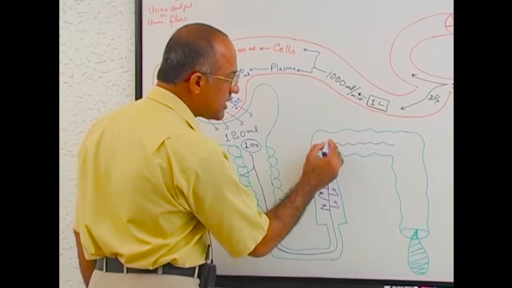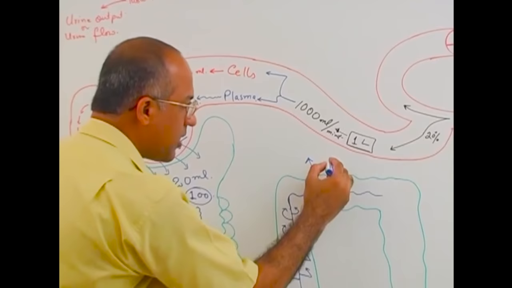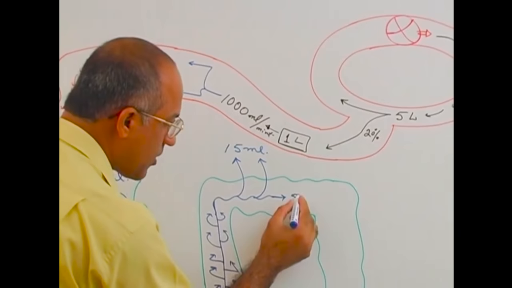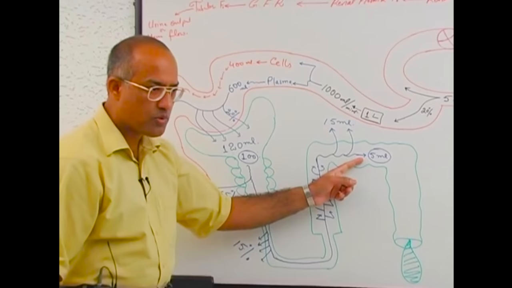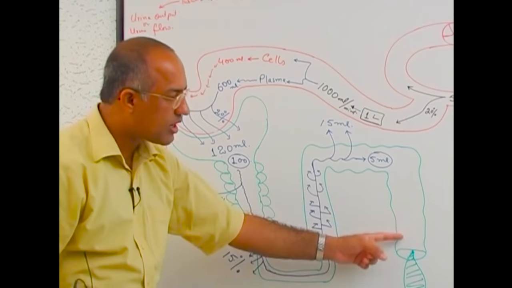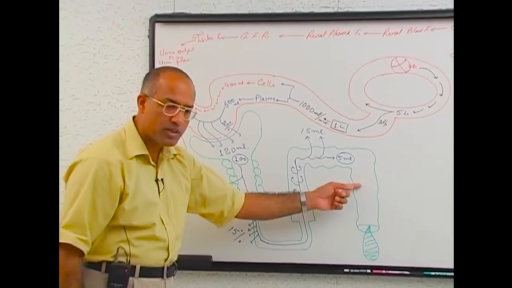Out of this 20 ml which reaches here, in this part, about 15 ml is reabsorbed. So how much is reaching now forward? Only 5 ml per minute. So this is the 5 ml of the tubular fluid which is provided per minute to the last part of the nephron. And this is the function of the last part of the nephron, to fine tune this volume: how much should be reabsorbed and how much should be allowed to go into urine.